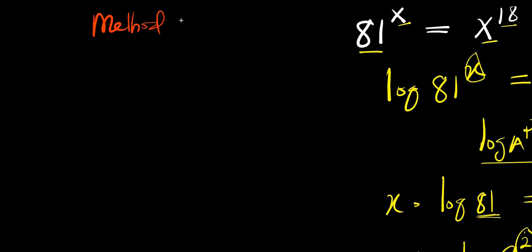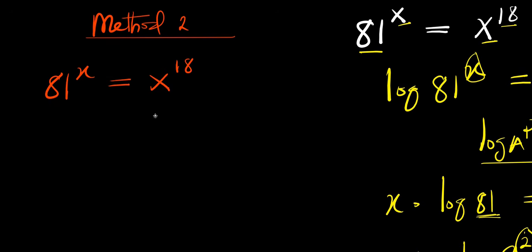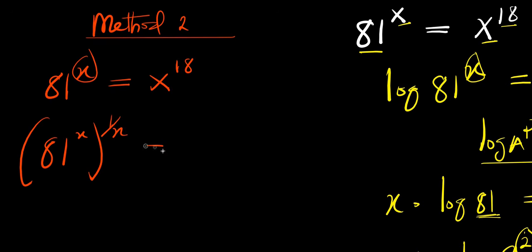So we have method 2. And this is 81 power x equals x power 18. Now we are going to start by eliminating this x. So we are going to multiply this exponent by 1 over x. I have 81 power x, this is raised to the power of 1 over x equals x power 18. And this is raised to the power of what? 1 over x.